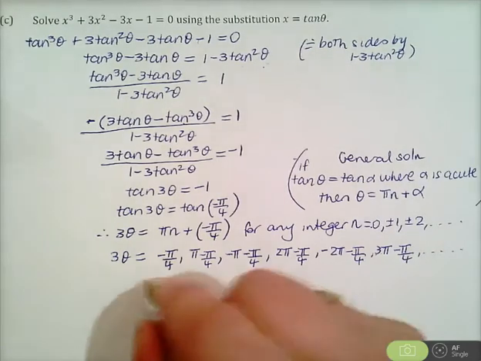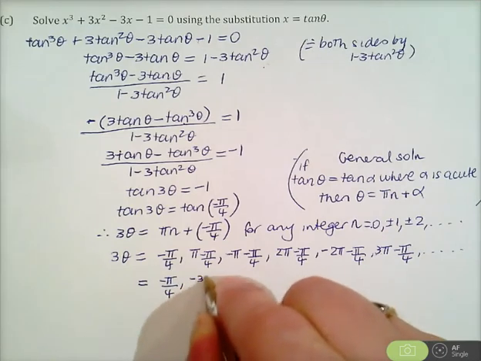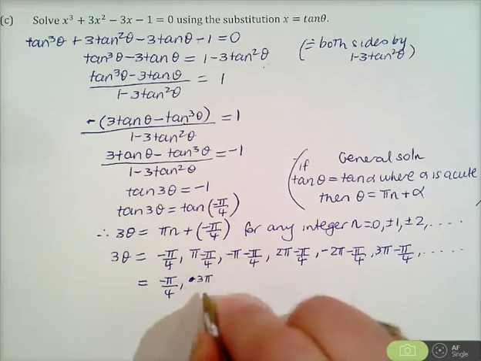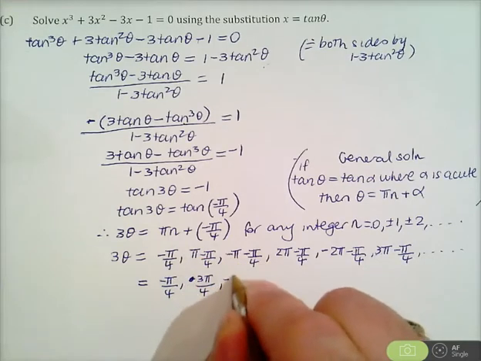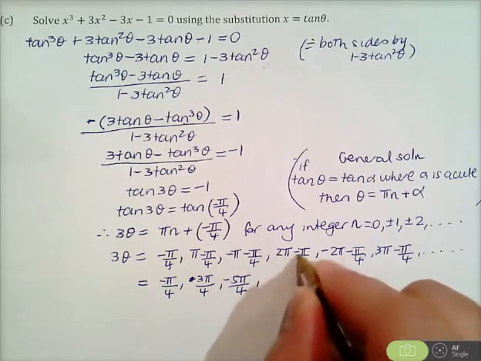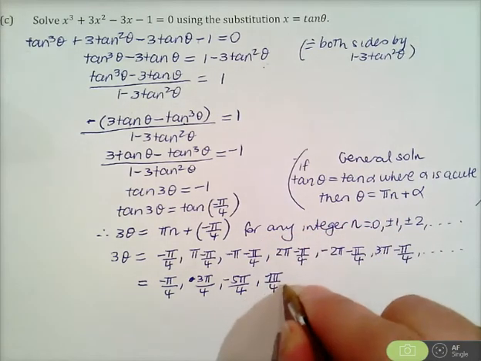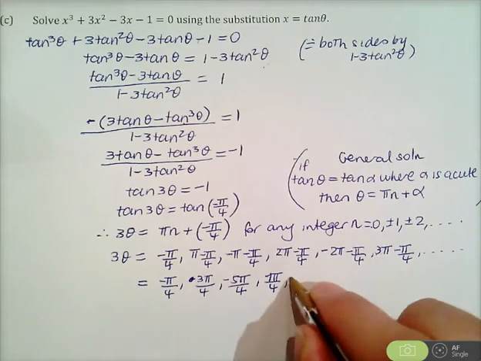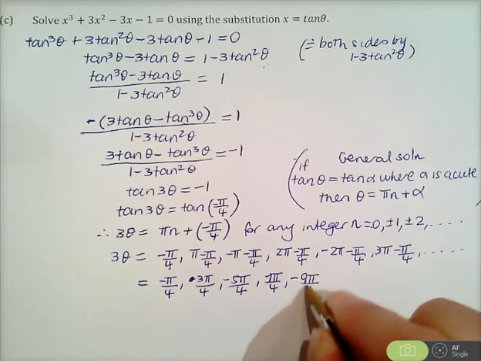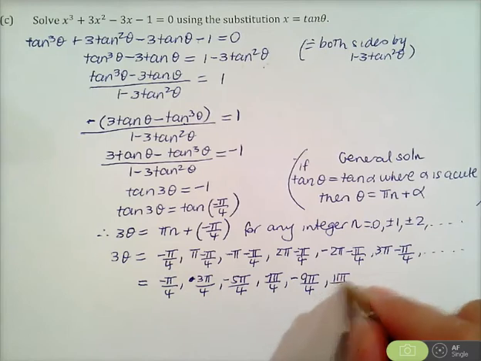Now let's just simplify what those are. We've got minus pi on 4, we've got 1 minus a quarter, which is 3 pi on 4. Then we've got minus 5 pi on 4 here. And here we've got 2 pi minus a quarter pi is 7 pi on 4, because it's 1 3/4. And we've got minus 9 pi on 4. And we've got 11 pi on 4.